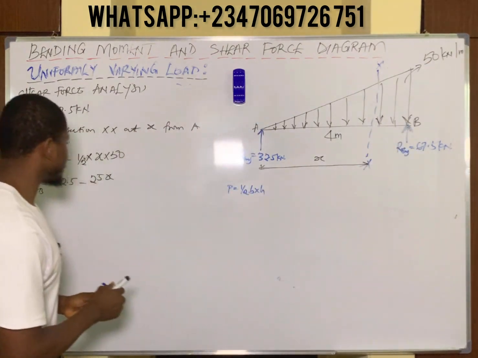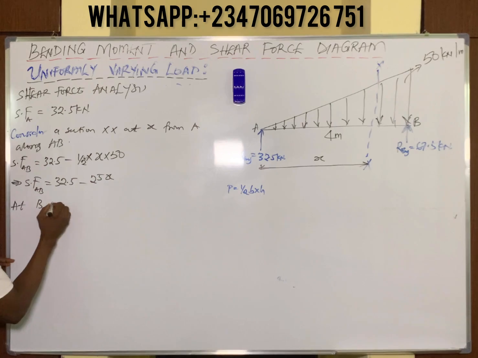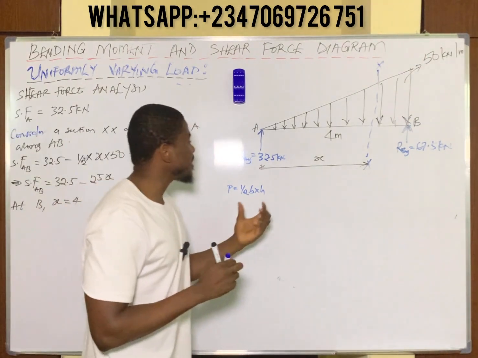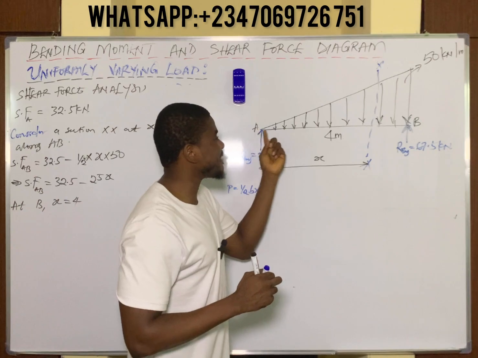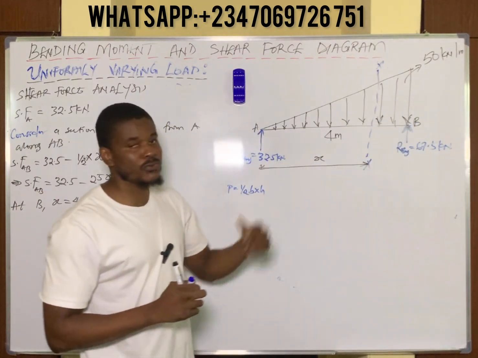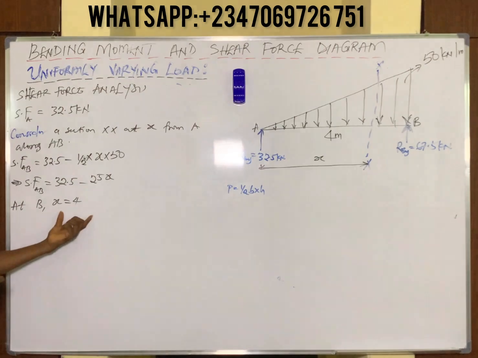So you now simply consider B. At B, remember, X started from A to this point and we called it X. Now if X extends finally to point B, it becomes the entire length of the beam, which is 4 meters. So at point B, our distance X becomes 4 meters. Now this will help us to find the shear force at point B.